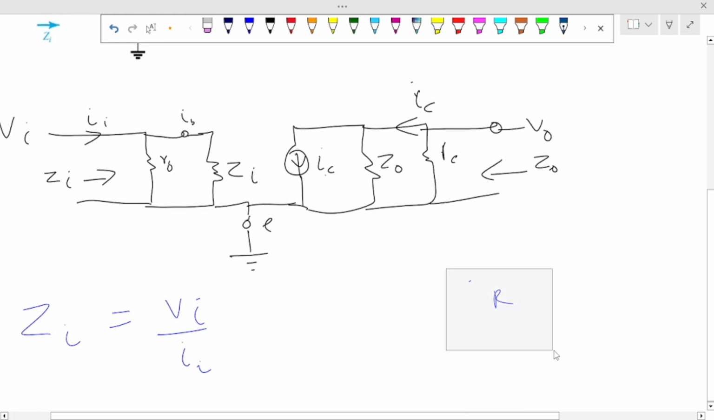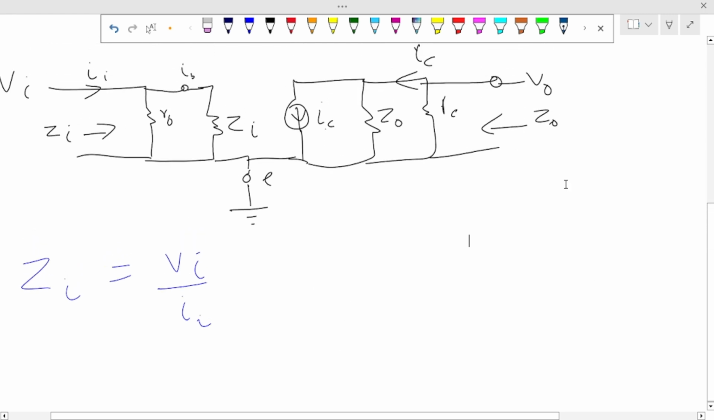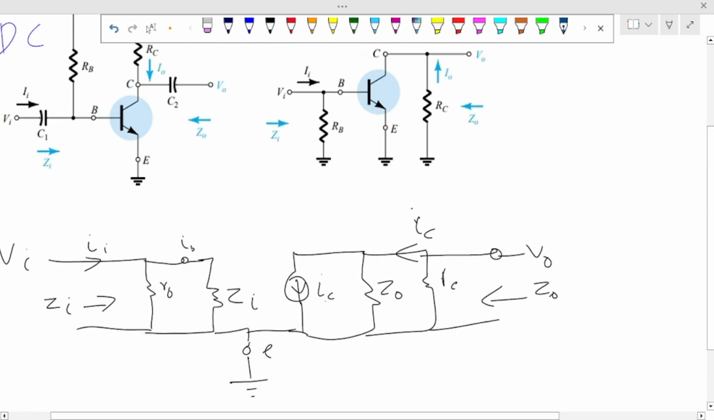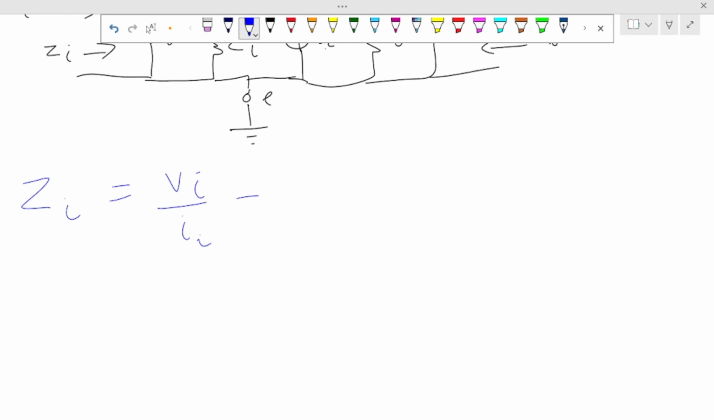And of course our voltage in at this point, looking at this, is VBE, the voltage between the base and the emitter. So what we have here is actually VBE.